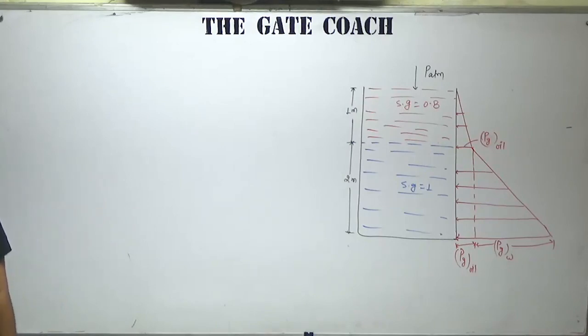Head off. And for gauge or absolute? For gauge the value is 2.8 meter, and the oil head is 3.5 meter. Force is 13.734 newton. This is only due to the gauge pressure at the base. Simply the gauge pressure into area.